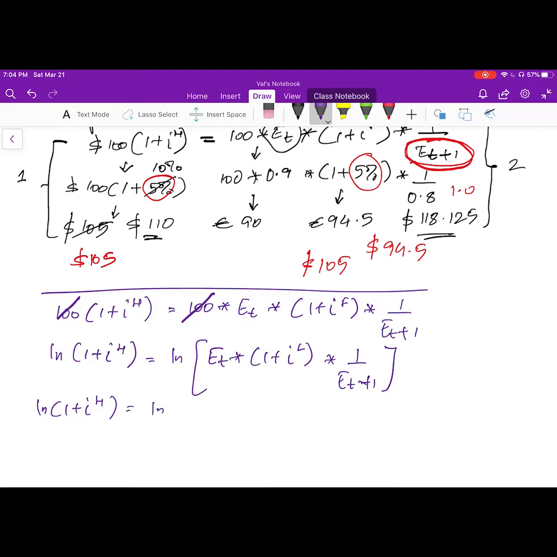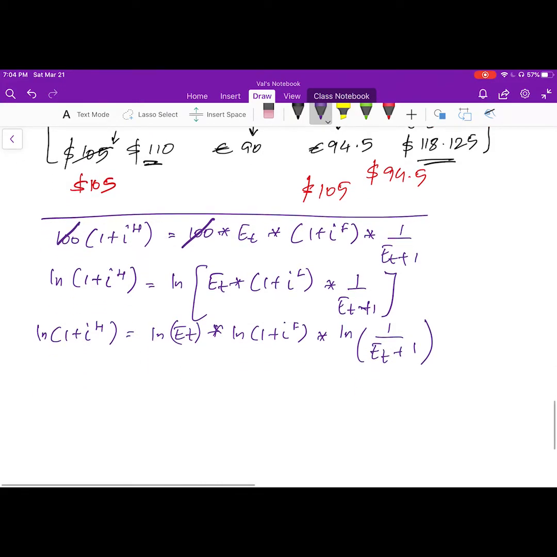ln e_t plus ln i_f multiplied by, so sorry, ln e_t multiplied by ln of 1 plus i to the power of f plus ln of 1 plus e_t. I know this looks hard, but it's going to get easy really fast. Okay, so all we're doing is simplification.